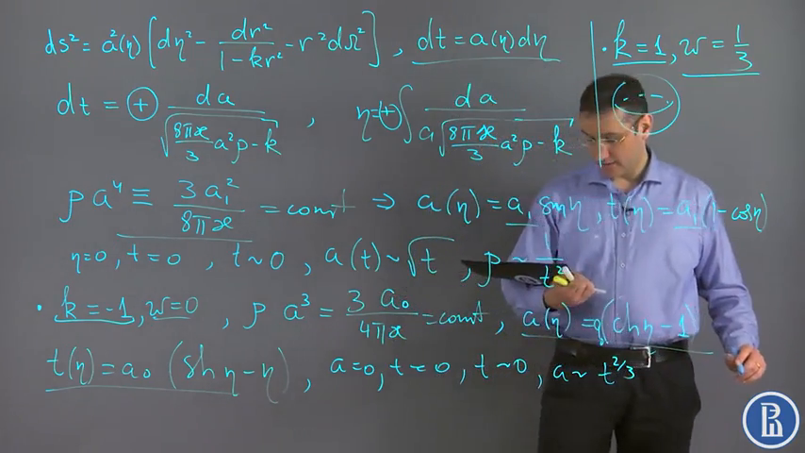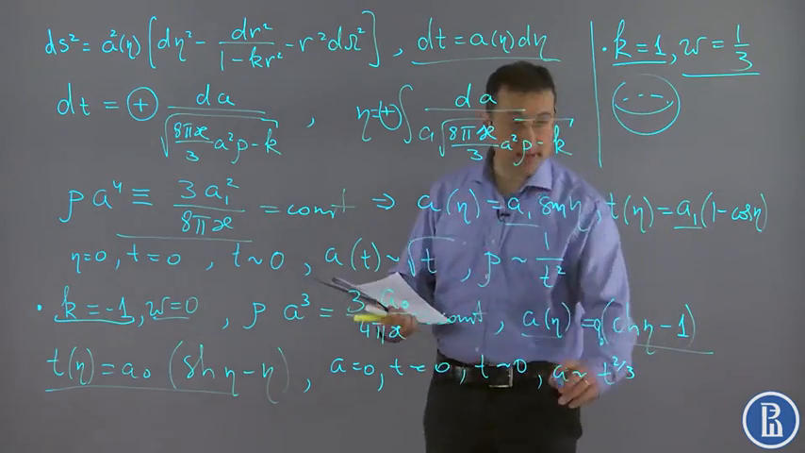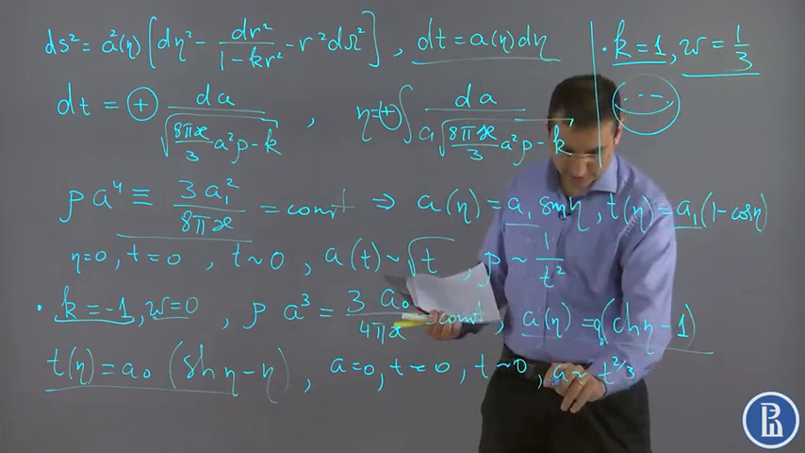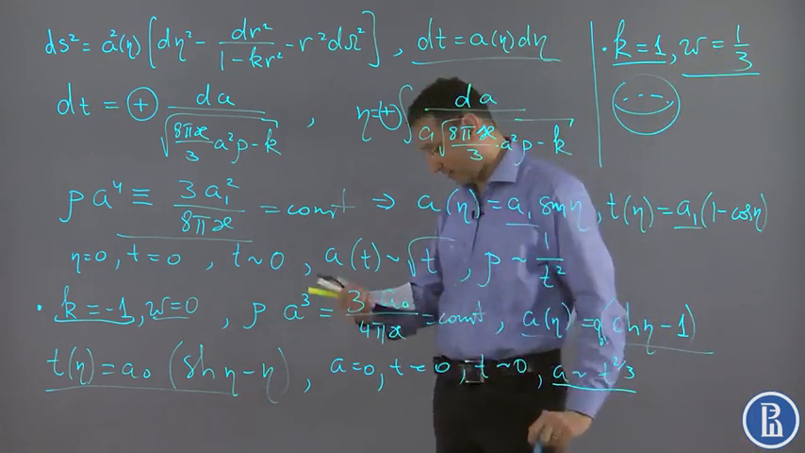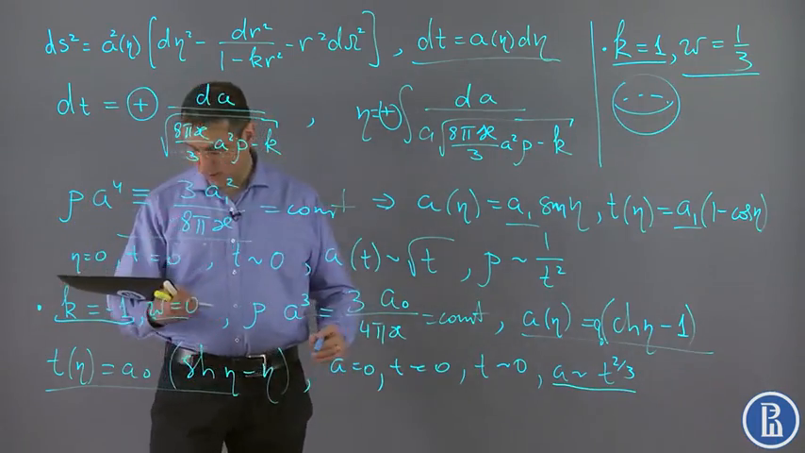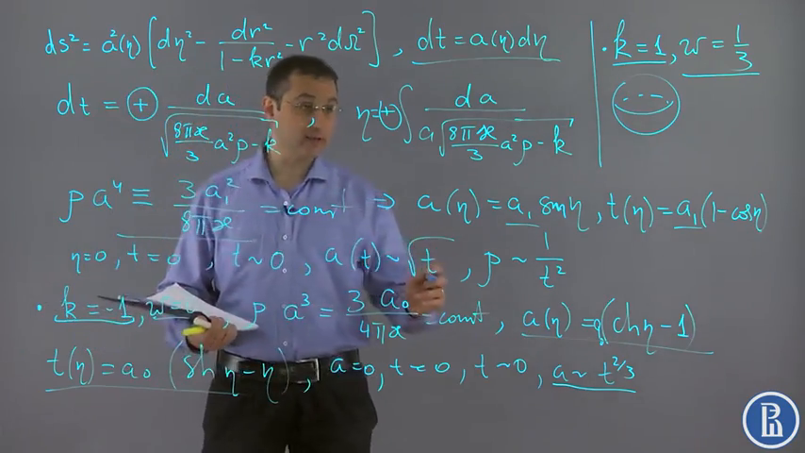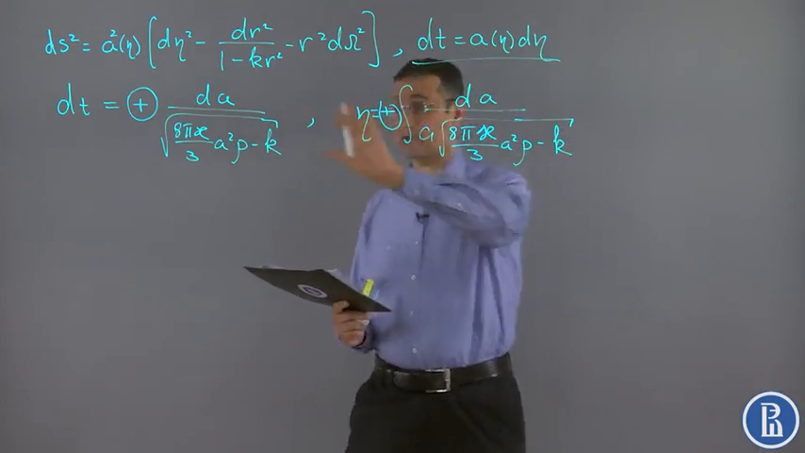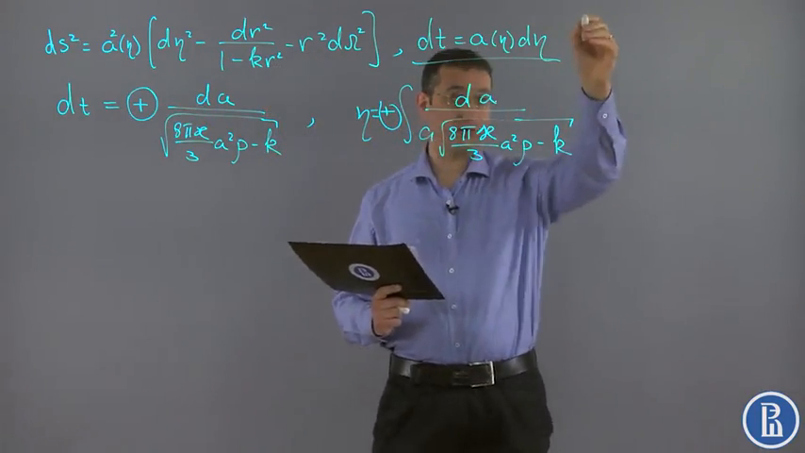2/3. In fact, it's actually similar to the case of k equal to 1 and omega equal to 0. The expansion also starts with such a behavior. And we're going to continue with other cases now. So we continue our discussion of this space-time for several different situations.